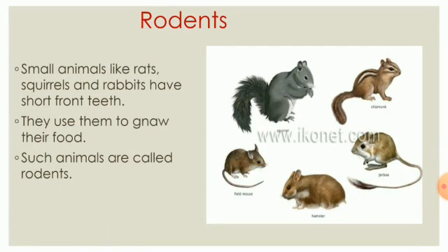The next type of animals we're going to see about is rodents. The word rodents is spelled as R-O-D-E-N-T-S. Rodents. So small animals like rats, squirrels and rabbits have short front teeth. So we all make fun of our friends who have short teeth, right? Like squirrels' teeth, rabbits' teeth. So these type of animals who have short teeth are called rodents. They gnaw their food. That is, they don't eat their food, they gnaw their food. These animals are called rodents.